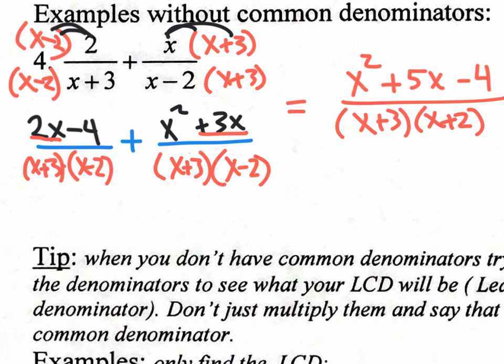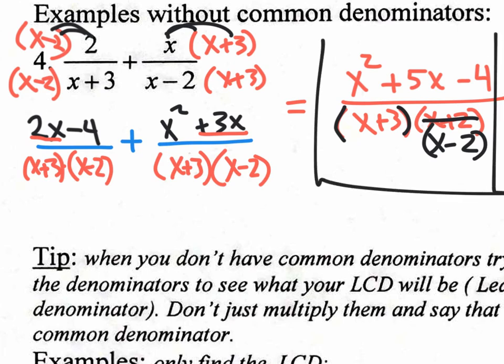Yeah, wait a minute. So the x plus 2, I just made that up. Because as you can see, the common denominator is x plus 3 times x minus 2. So I apologize. This should not be x plus 2. It should be x minus 2 on your final answer. I messed up. Sorry. So it's x plus 3 times x minus 2 on the bottom with the x squared plus 5x minus 4 up on top. Does that make sense?